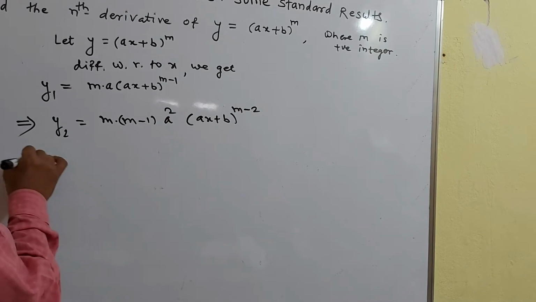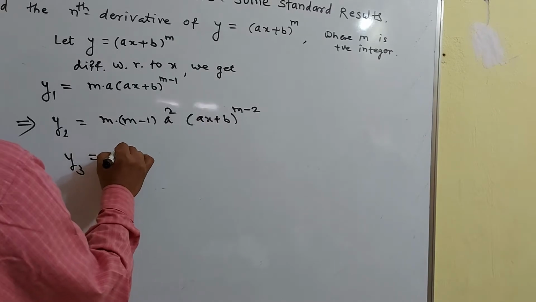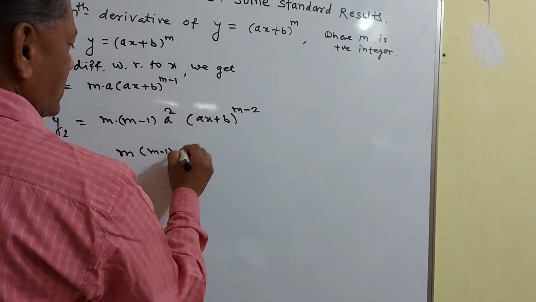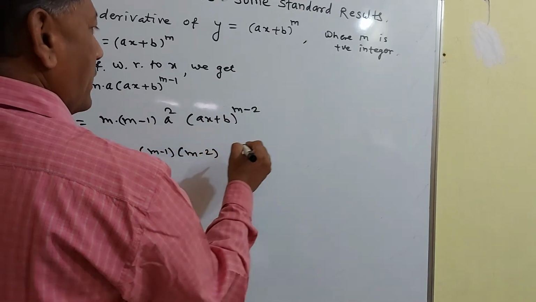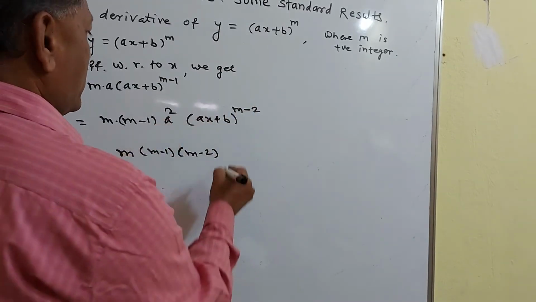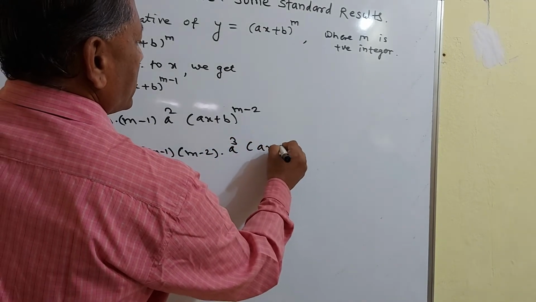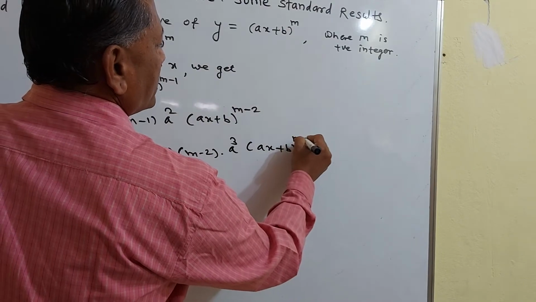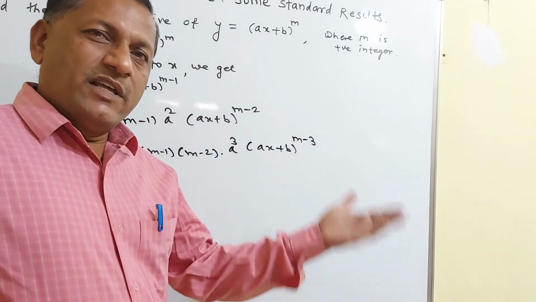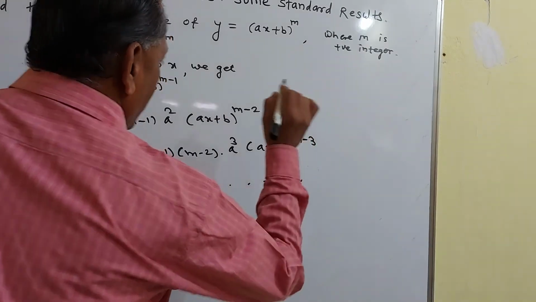Again you differentiate this, you get the third derivative, y3 is equal to m into m minus 1 into the derivative of this, m minus 2 into (ax plus b) raised to m minus 3 into the derivative of ax plus b, which is a, and a into a square means a cube, into (ax plus b) raised to m minus 3. Similarly, you find the fourth derivative, fifth derivative, and so on. In succession, we find its nth derivative.